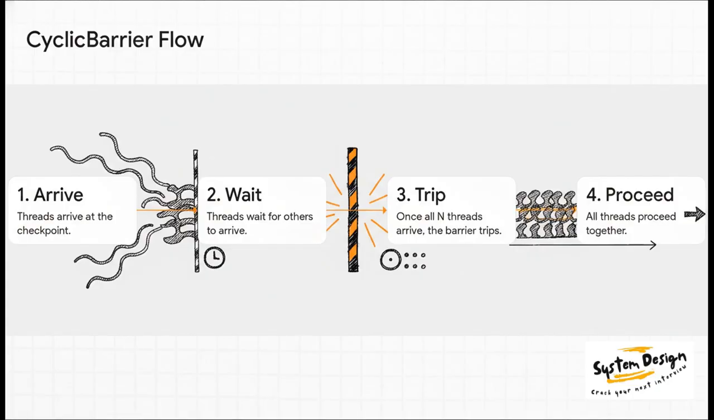So let's really break down how this works, step by step. First, individual threads start arriving at the checkpoint. As they arrive, they start waiting for the rest of their group. Then, once the required number of threads, all n of them, have shown up, the barrier trips. Finally, they're all released at the exact same time to proceed together. It's a really powerful way to enforce step-by-step coordination in complex parallel jobs.